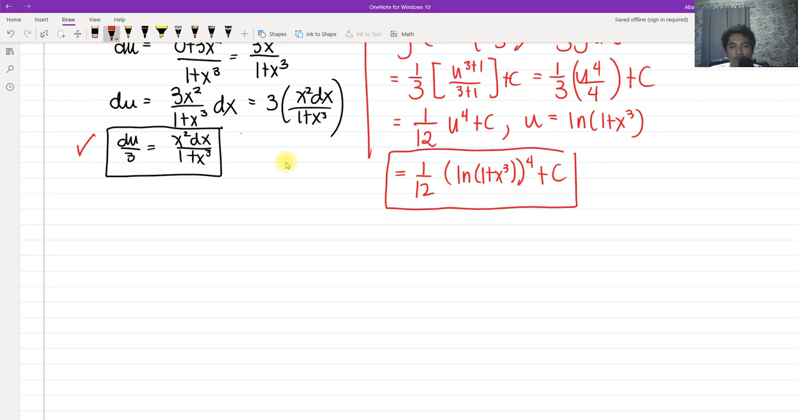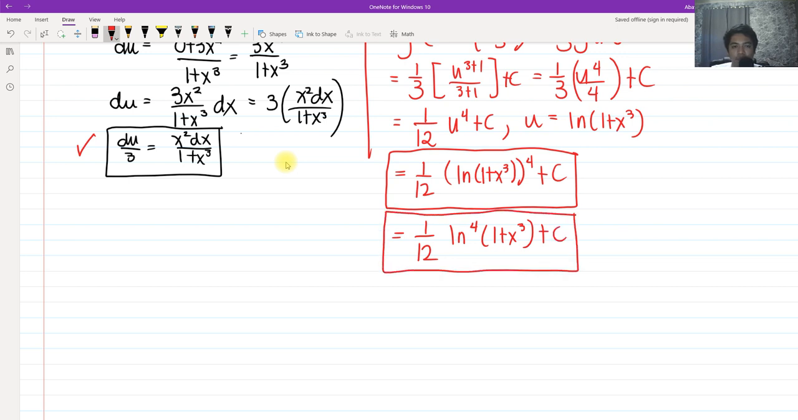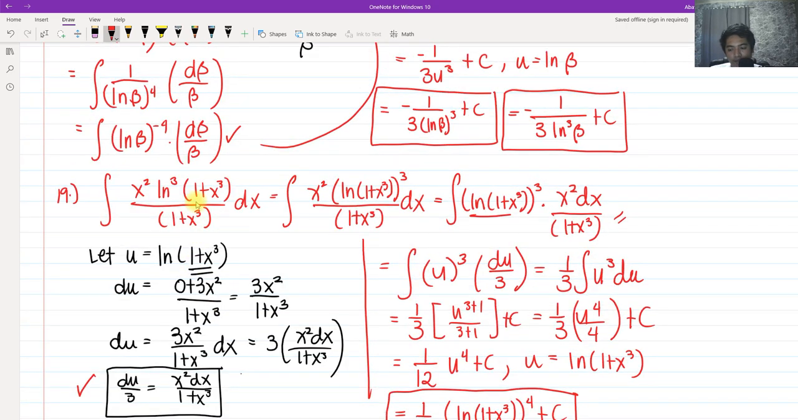Or you may find that the other final answer would be 1 over 12, and then we have ln raised to 4 of the 1 plus x cubed. So that is also another final answer. Okay. So that would be for our ninth problem, number 19.